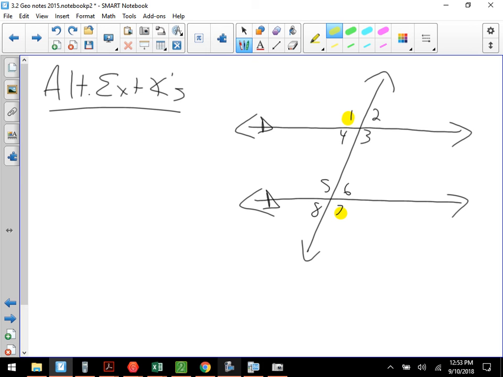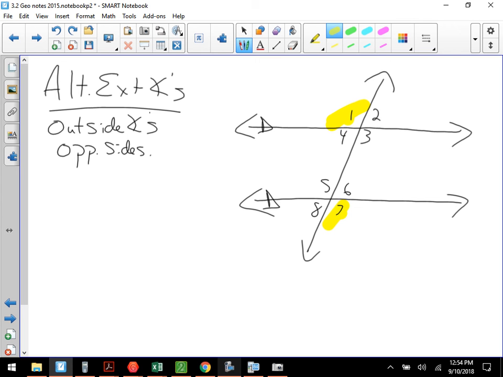So in my diagram here, see how angle 1 is an outside angle. It's on the left-hand side of the transversal. 7 is on the outside, on the right side of the transversal. They alternate sides on the outside. So what I would say is alternate angles are outside angles, opposite sides. Opposite sides on the outside.